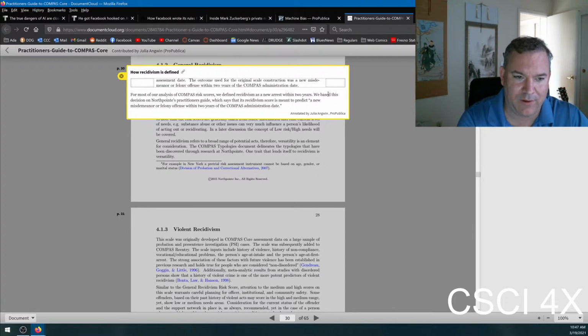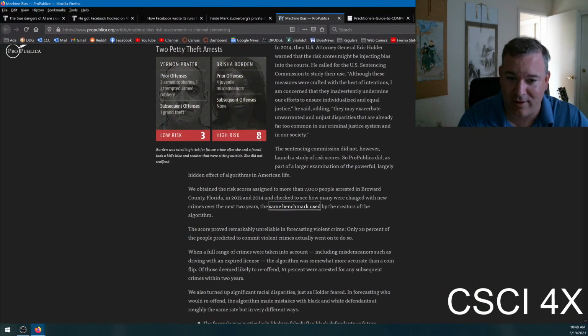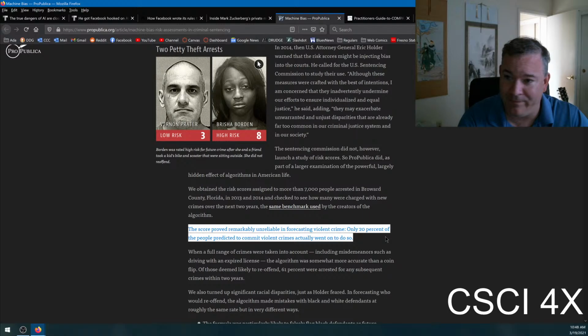A new arrest within 2 years. Okay. So what if they're in crime? What if they're in jail? I don't know. And what does high risk mean? Does this mean 80% chance? Like I said, I don't know what this number means. Because high risk might mean they have a 20% chance of committing a violent crime, right? High risk doesn't necessarily mean they're gonna do it.